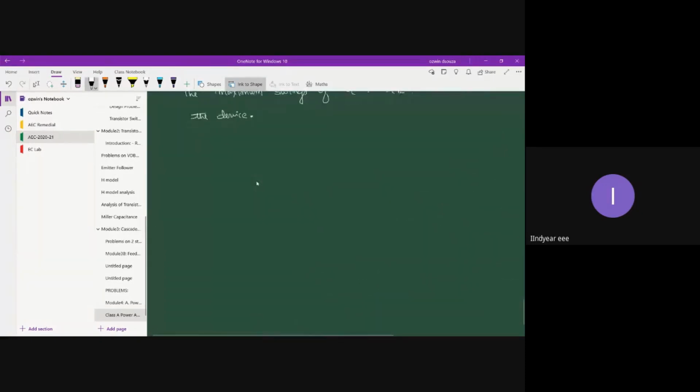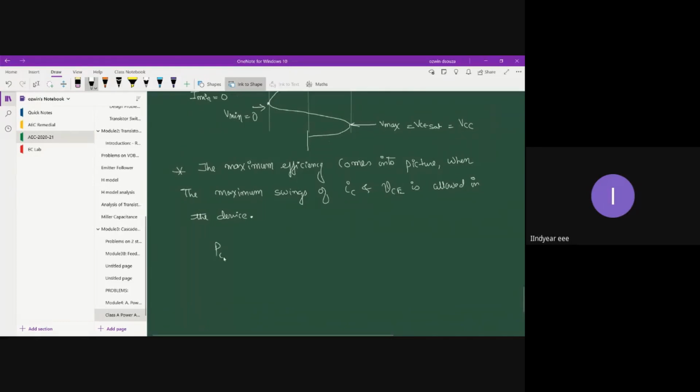Then you can write down the expression for efficiency. First, let me write the efficiency relation. We have already written it in terms of max and min values, that is V max minus V min into I max minus I min, divided by 8 into VCC into ICQ.